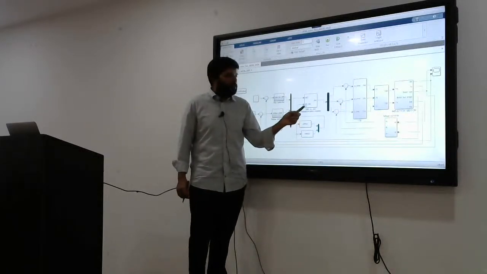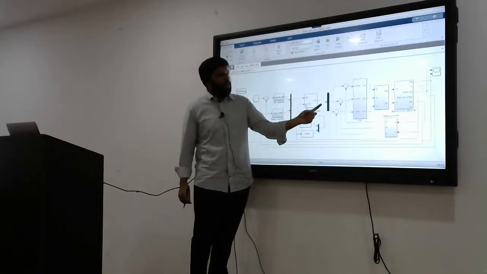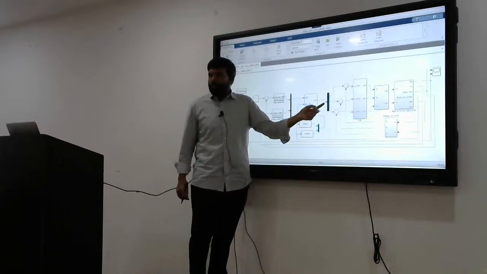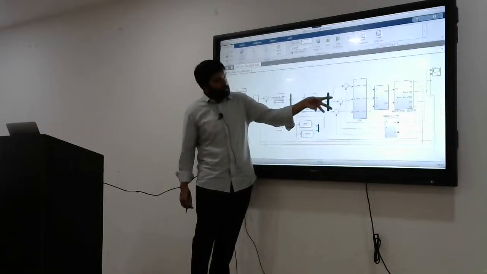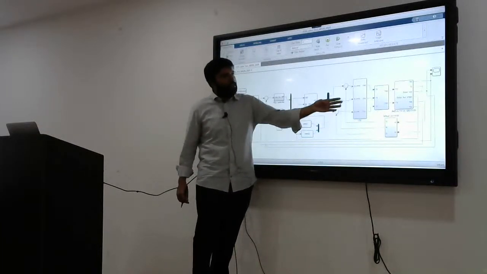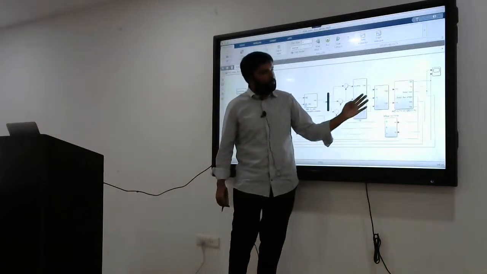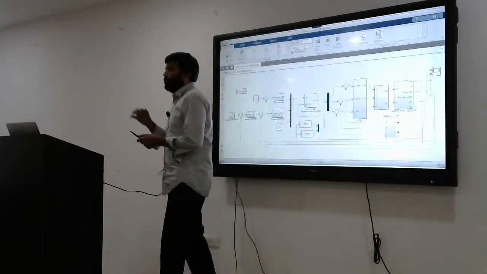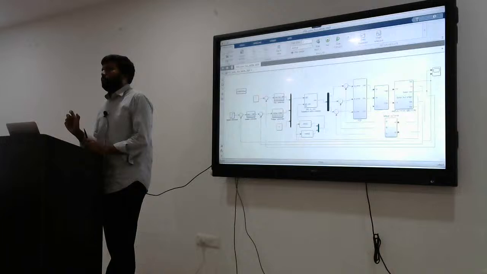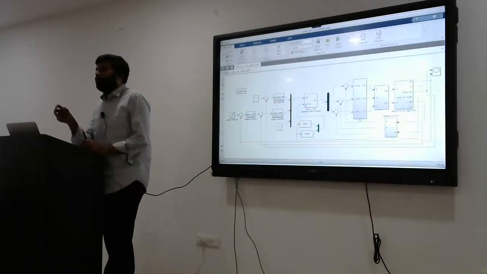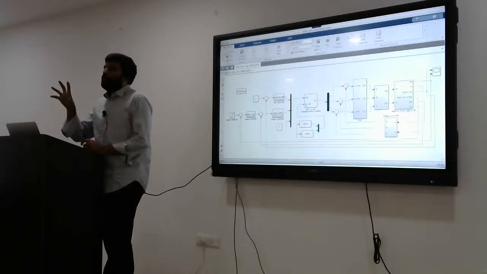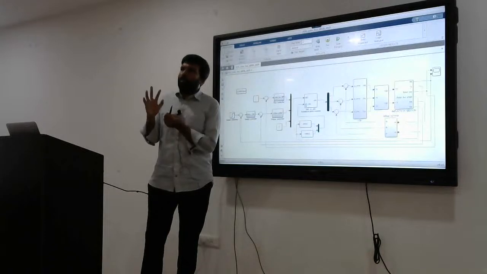This is about inverse transformation, 2-phase to 3-phase. Finally, 3-phase signals are coming. These 3-phase reference signals, if you compare them with the actual ones, you will get an error. If you send this error through the power electronic module, the control logic will decide the duty period. Based on the duty period, your voltage source inverter will control the voltage and frequency.